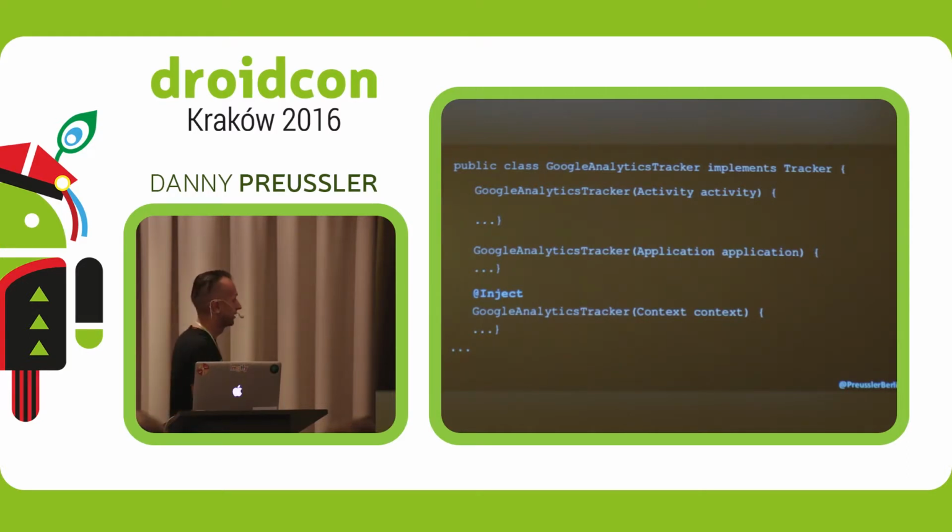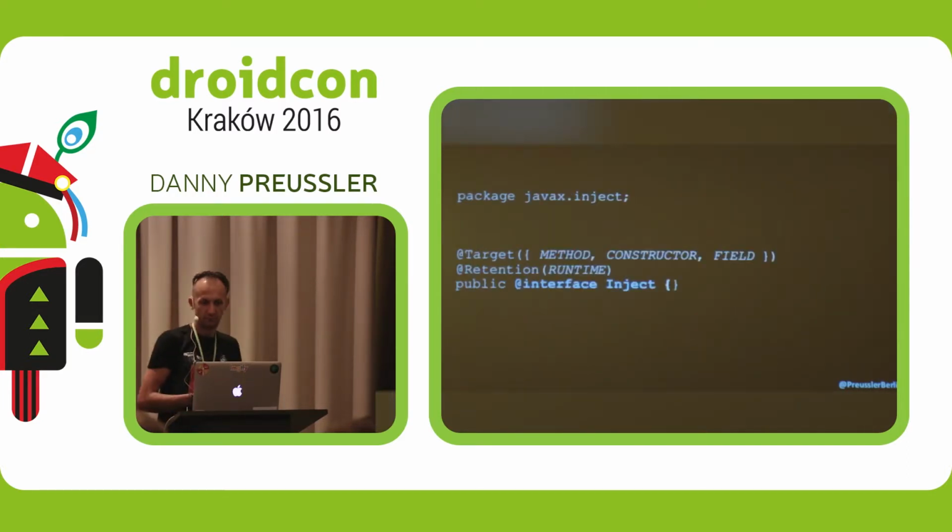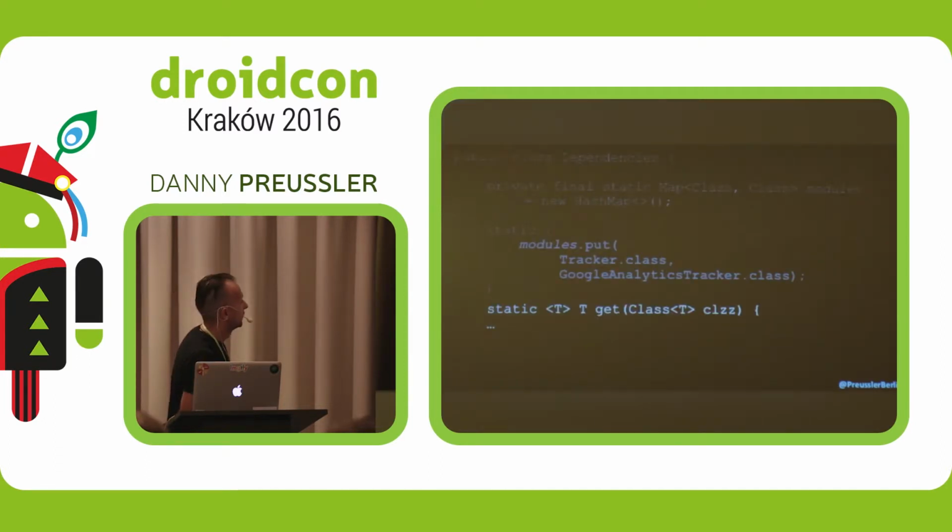What is this thing? We've seen it, right? We've used it all the time. Actually, it's this. It comes from a JSR 330 package. You get it with Dagger and all the other ones because they all use the same. It is basically those 3 lines. It's an interface, an annotation that you can put onto methods, constructors and fields. That's what is behind this @Inject that you use all the time. So we take this and mark our constructor, and then we can write this whole get thing with reflection.